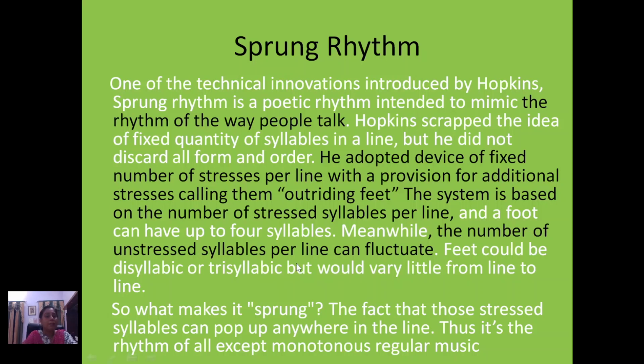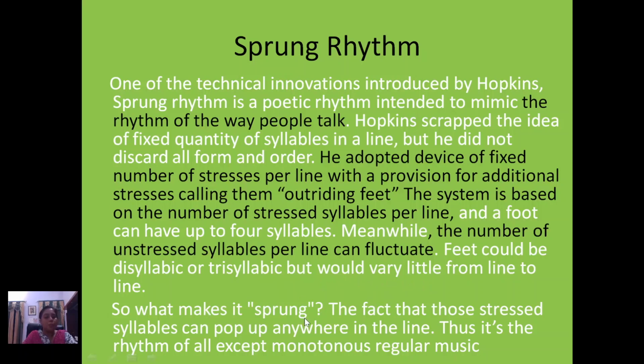Meanwhile, the number of unstressed syllables per line can fluctuate. This means that the number of stressed syllables is going to remain more or less the same, with sometimes an outriding foot, but the number of unstressed syllables can fluctuate from line to line. Feet could be disyllabic or trisyllabic. That means there can be 2 syllables per foot, or 3, or 4. But the feet would vary little from line to line. It won't have a lot of variation, where one line is only of 3 feet and the other is of 6 feet. The feet in the poem can vary little from line to line.